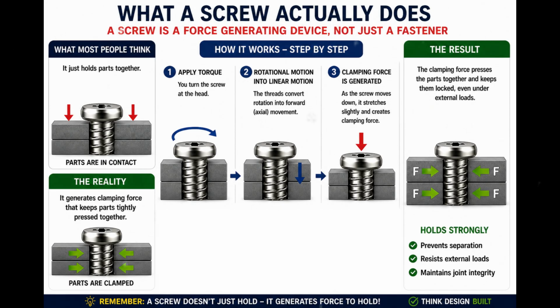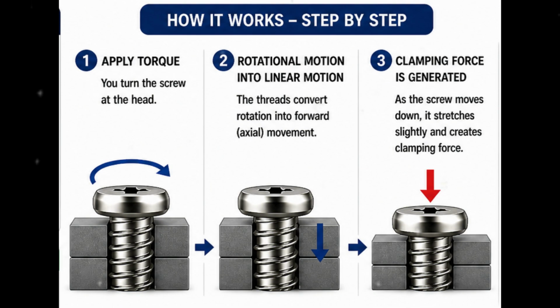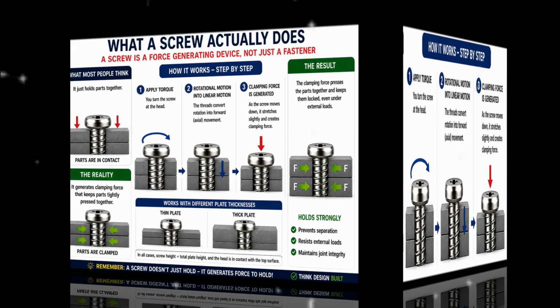What exactly does a screw do? Most people say it just holds parts together, but that's not technically correct. In reality, a screw is a force generating mechanical component. When you apply torque at the head, the thread converts rotational motion into axial movement, and because of that, a clamping force is generated.